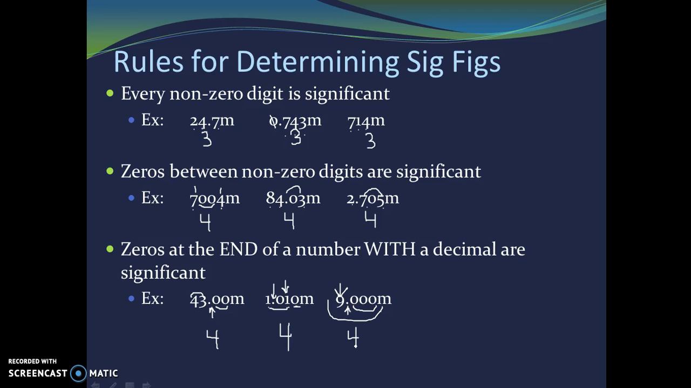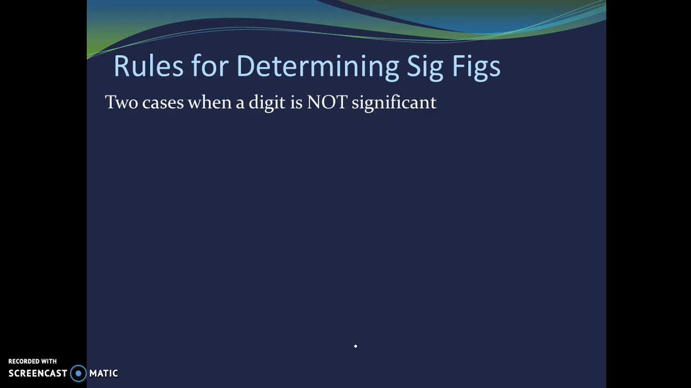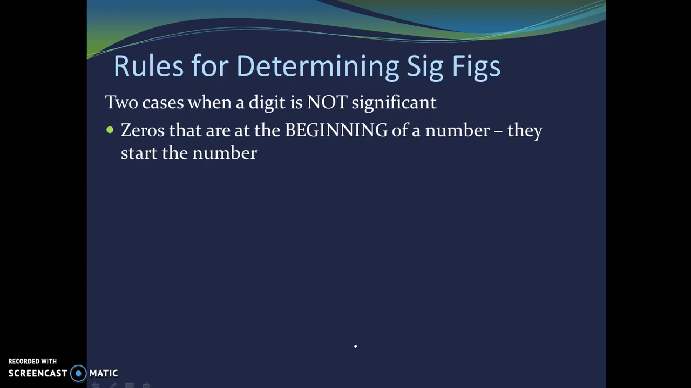So there are non-zero digits at the beginning of the number. It is significant. 2 cases where a digit is not going to be significant. First one, if a 0 is at the beginning of a number, meaning they're starting that number. There's going to be decimals here because the only time a 0 starts a number is if it's less than 1. So these zeros do not count. The 7 and the 1 count. This guy has 2 significant digits.